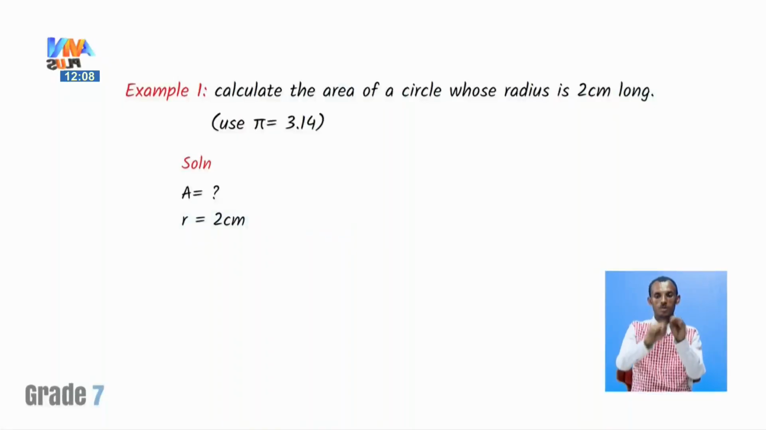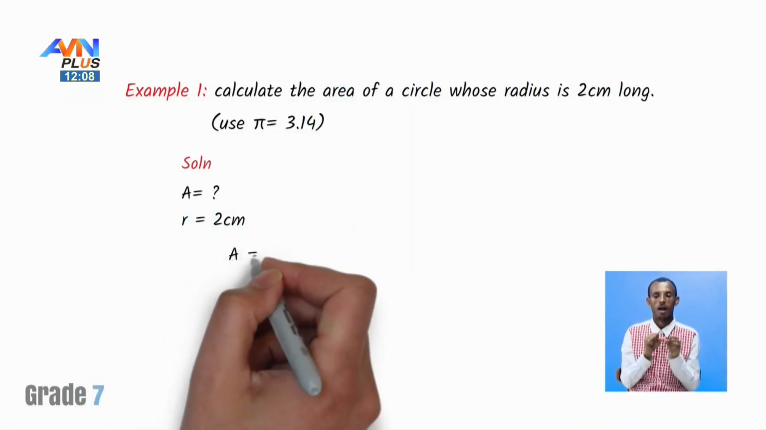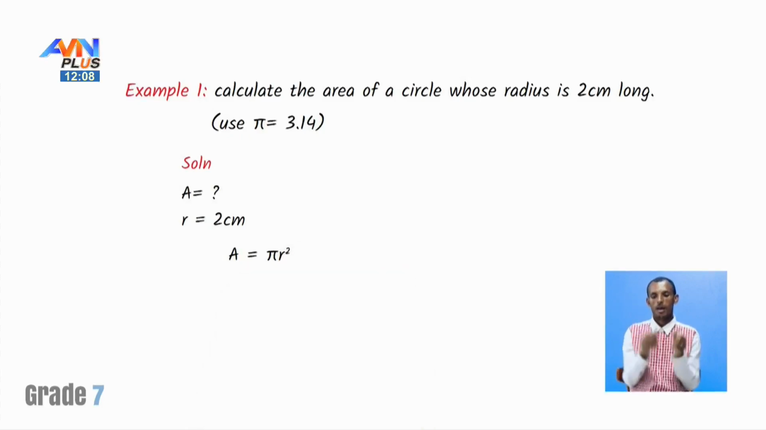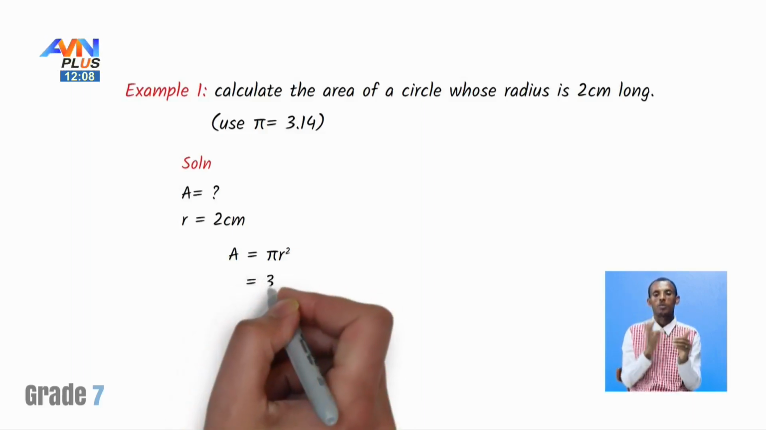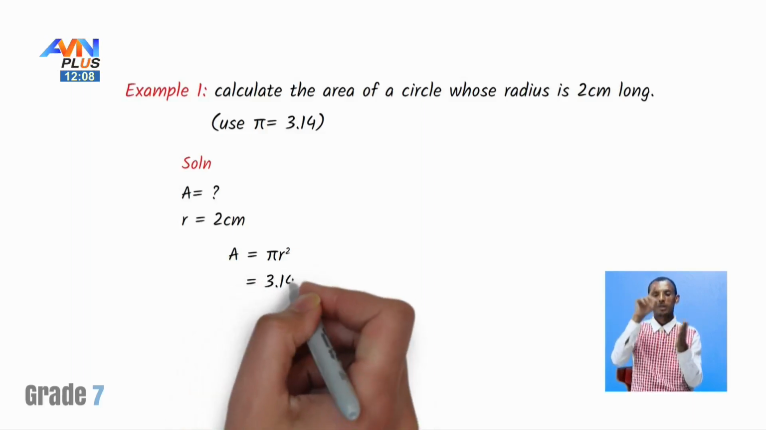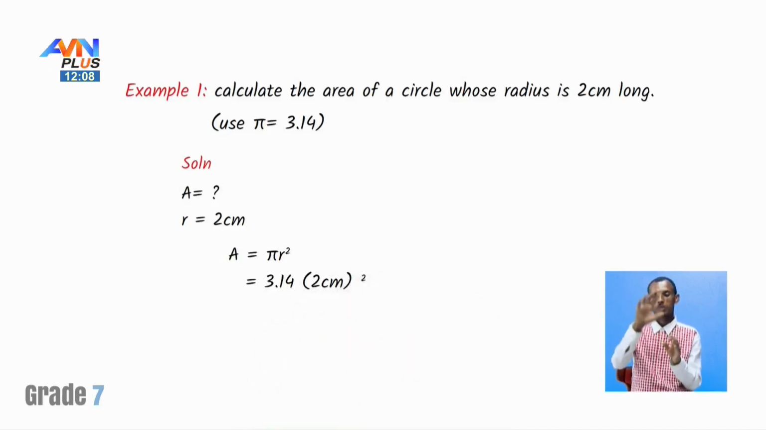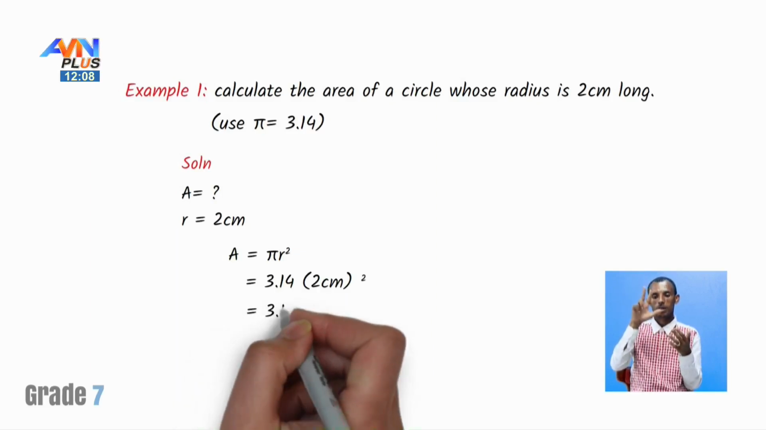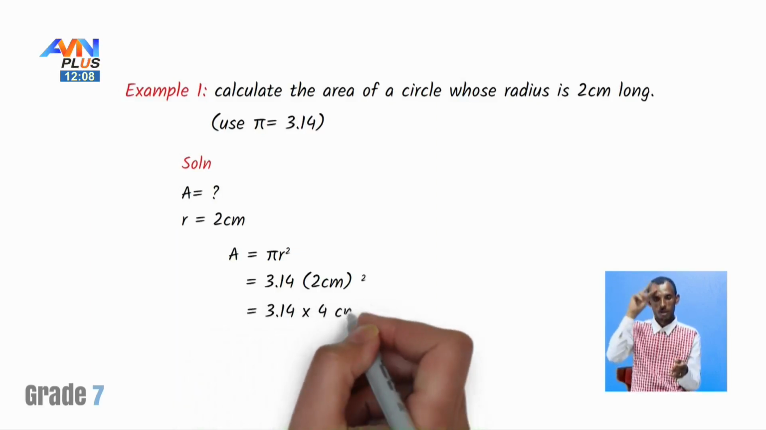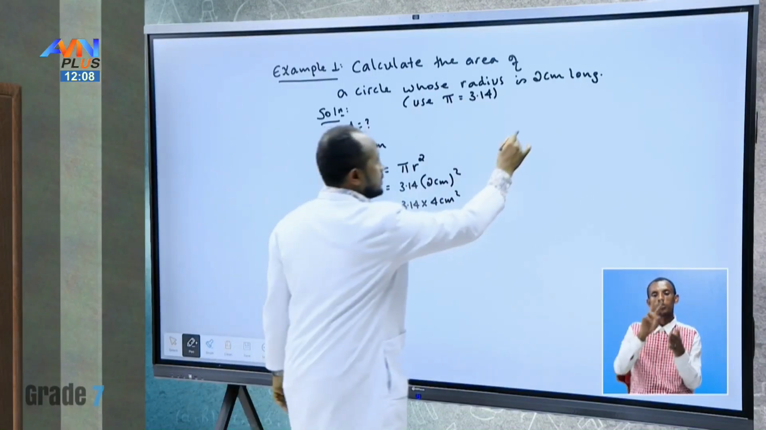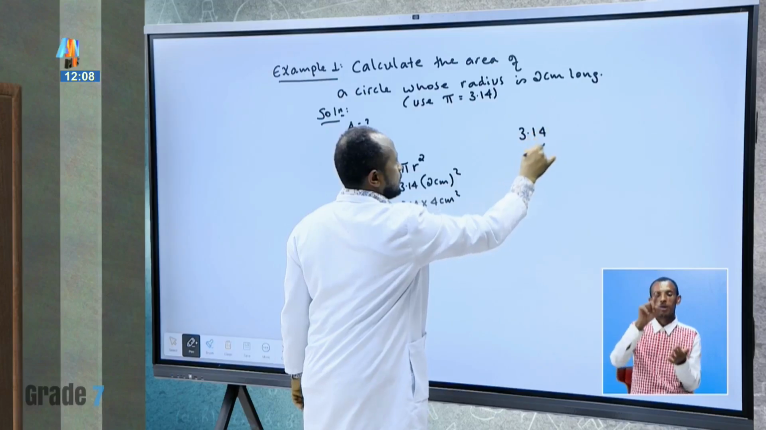So, to calculate the area, we can use this equation. Area of a circle is given by pi times radius squared. So this is equal to pi, 3.14, times the radius, 2 centimeters, squared. Therefore, here you have 3.14 times, squaring this, you will have 4 centimeters squared. So let's multiply these two. Multiply 3.14 by 4.